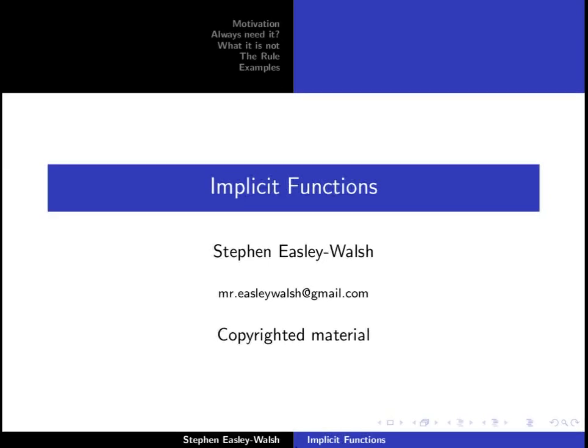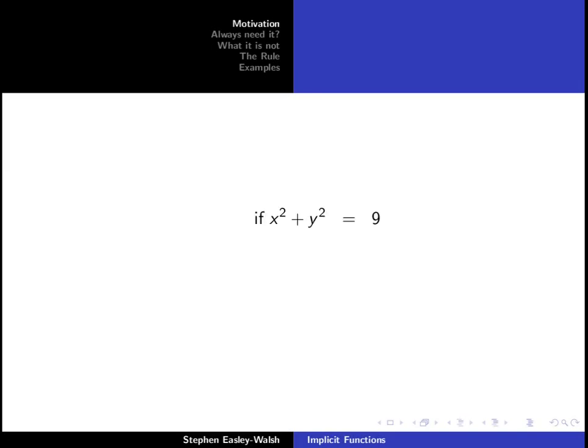In this video we will look at implicit functions. Suppose we have x squared plus y squared equals 9 and we'd like to find the derivative. Well, one thing we could do is differentiate each term. That is, derivative of x squared, derivative of y squared and derivative of 9. We know the derivative of x squared, we know the derivative of 9, but what is the derivative of y squared?